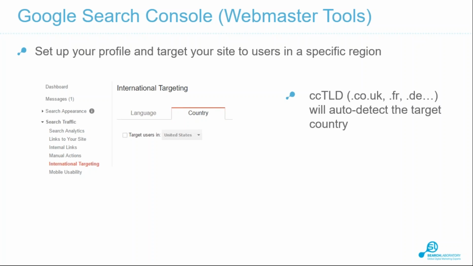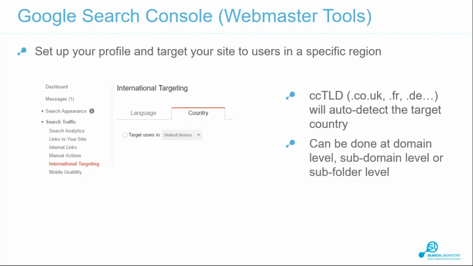Any country top-level domains like .co.uk and .fr, it will auto-detect the target country and you won't be able to change this. That's because Google doesn't want to be ranking a UK website in France or the USA, for example. So you can't change the target country if you have a top-level domain for a specific country. However, it can be done at any other level.